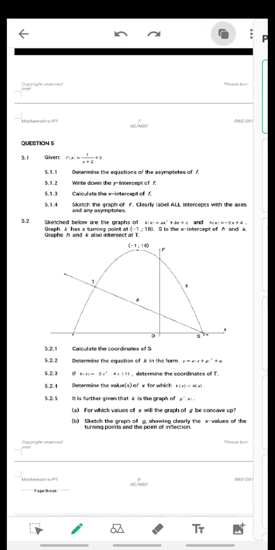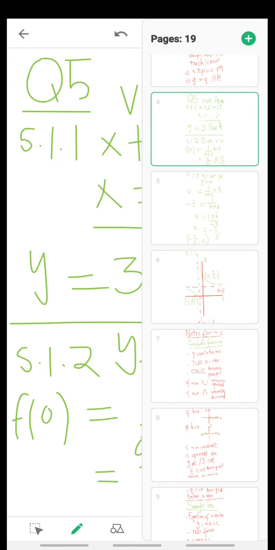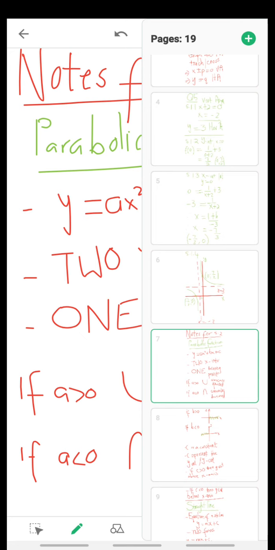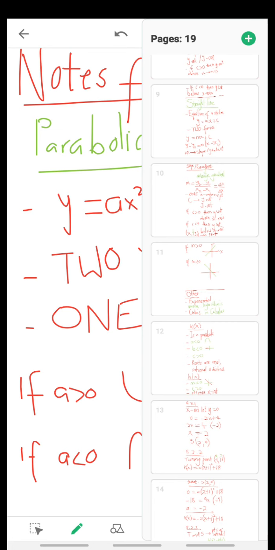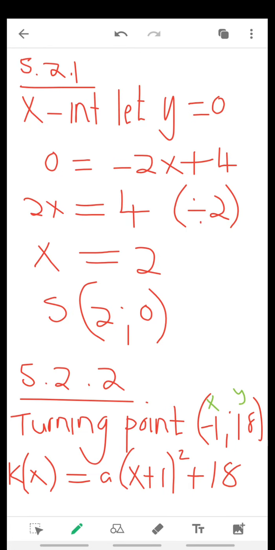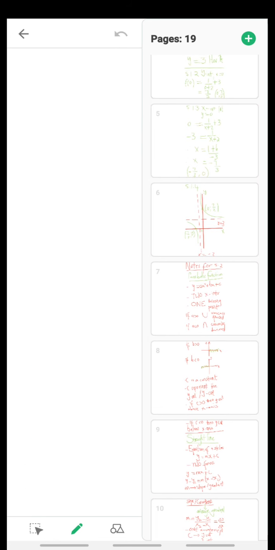Okay, let's do that. Now, the first part is we are going to check how to find the coordinates of S. So I said x-intercept, let y be equal to 0, and then I found that my coordinates of S were (2; 0). Done.